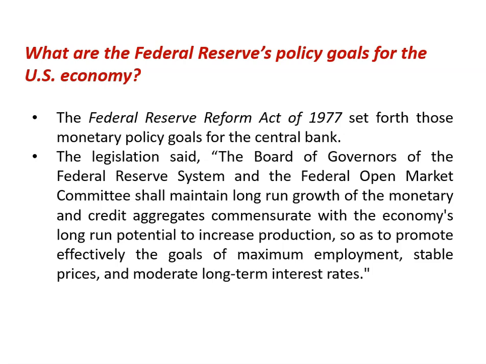"The Board of Governors of the Federal Reserve System and the Federal Open Market Committee shall maintain long-run growth of the monetary and credit aggregates commensurate with the economy's long-run potential to increase production, so as to promote effectively the goals of maximum employment, stable prices, and moderate long-term interest rates." Later we will see how some members of Congress have pushed to alter the goals of the central bank to encompass social objectives as well.